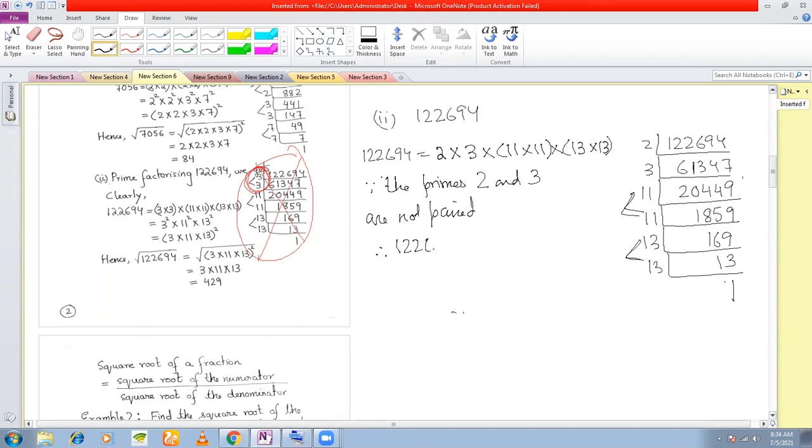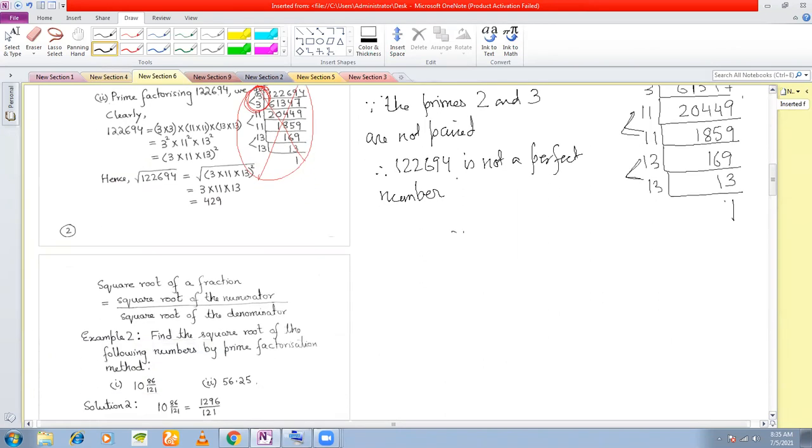What can we say? It's not a perfect square. Or this is not a square number. Okay, this is not a perfect square, so you cannot work out the square root of this by prime factorization. You can work out the square root of this by the division method, but the prime factorization method will not work in this. Okay, so let's move on.